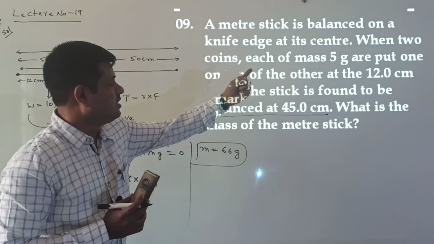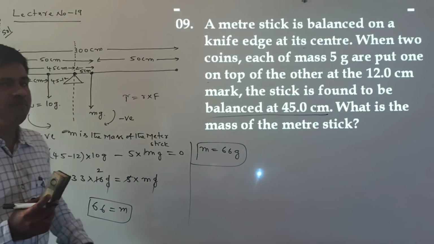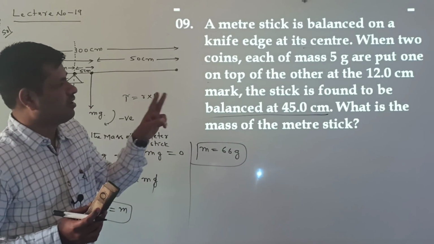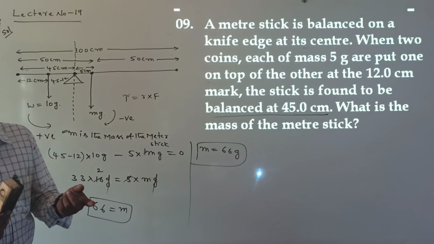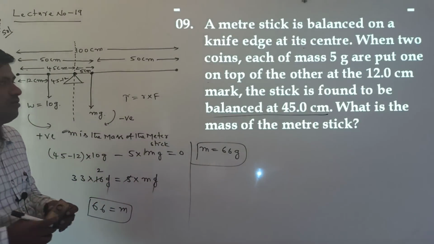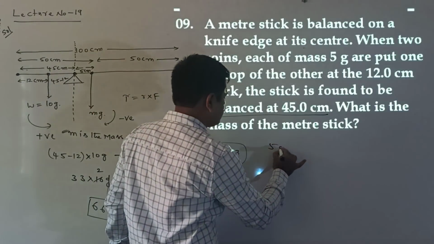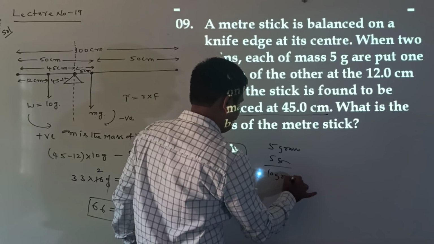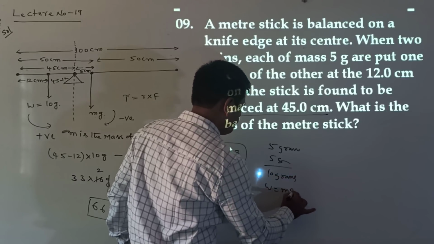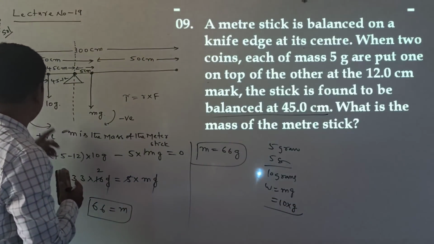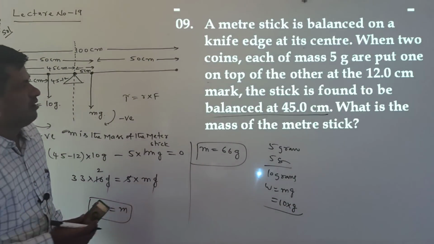Now each coin has a mass of 5 gram. How many coins? 2 coins. Each of mass 5 gram, so 5 plus 5 is 10 gram. Weight is equal to 10 into g, where g is acceleration due to gravity. Weight is given by the formula m into g. Here m is 10, so I am writing weight is equal to 10g.